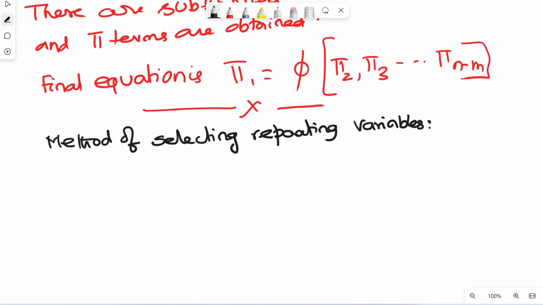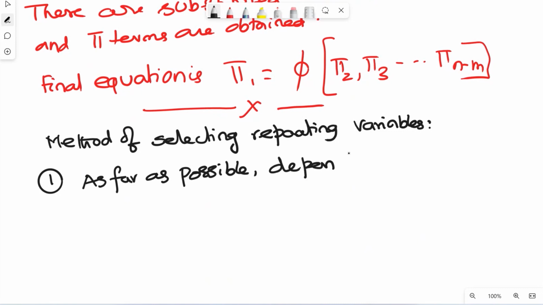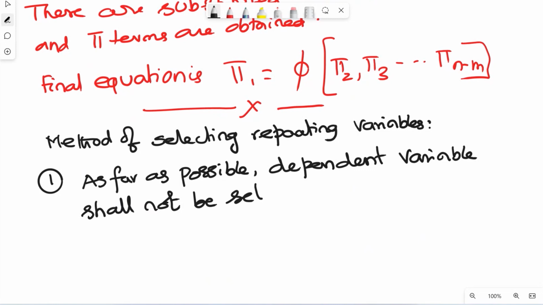How to select repeating variables. First thing is, please remember, as far as possible, the dependent variable shall not be selected as a repeating variable. So first rule out this.